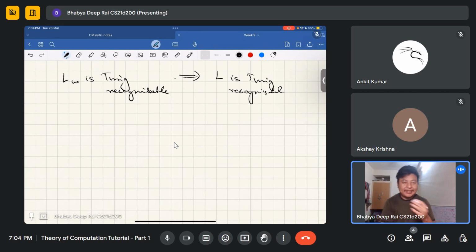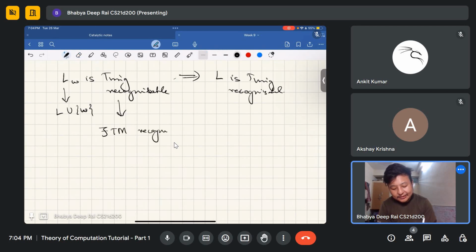Yes, this idea is also straightforward. Again, LW is L union W. Now we are saying LW is Turing recognizable, which means that there exists a Turing machine that recognizes LW. So if the input is in LW, it will definitely accept, otherwise it will reject. We want to show that L is Turing recognizable.